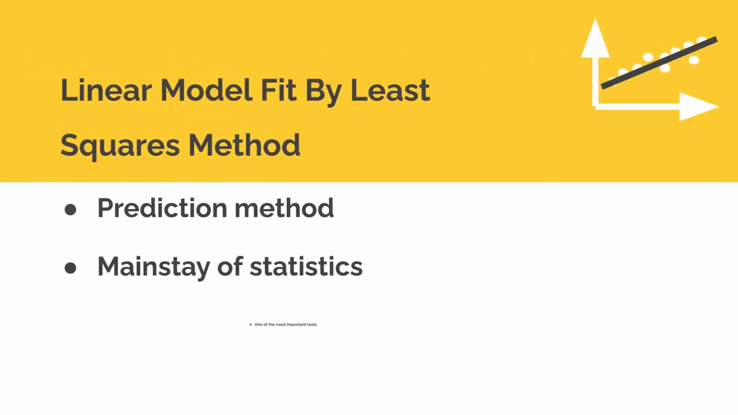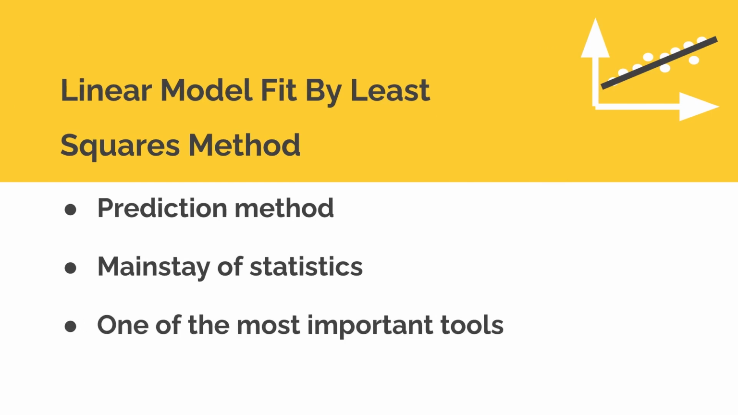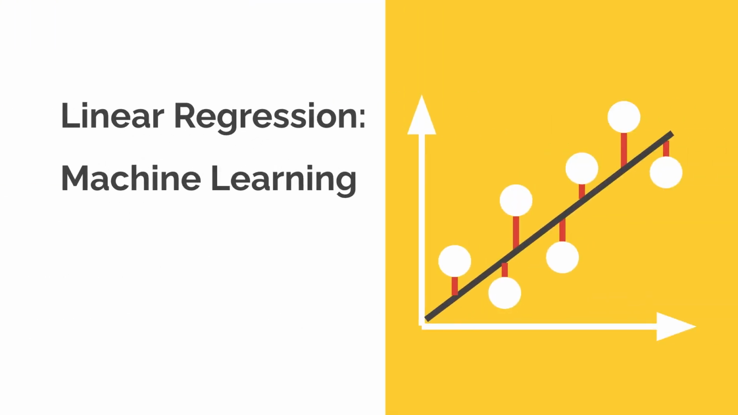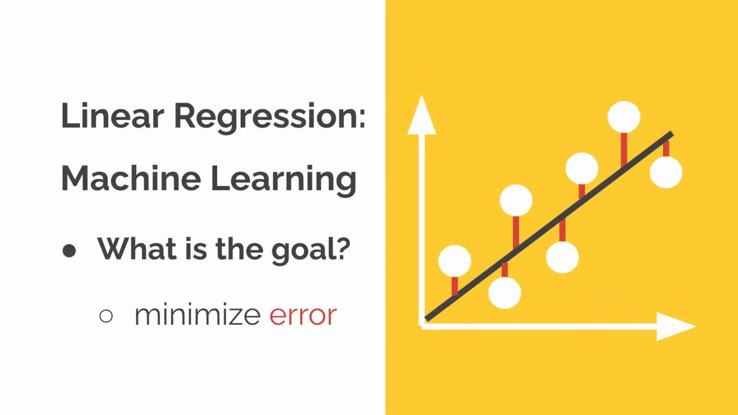Now, the linear model fit by least squares method is what linear regression was inspired by. So it was inspired from a statistical tool from statistics, and of course it was adapted for machine learning. The goal of machine learning and linear regression is to minimize the error of the machine learning model over time. So your model will learn from your data, and it will loop through the data over and over again. And with each loop through your data, the algorithm will improve its accuracy and minimize its error.